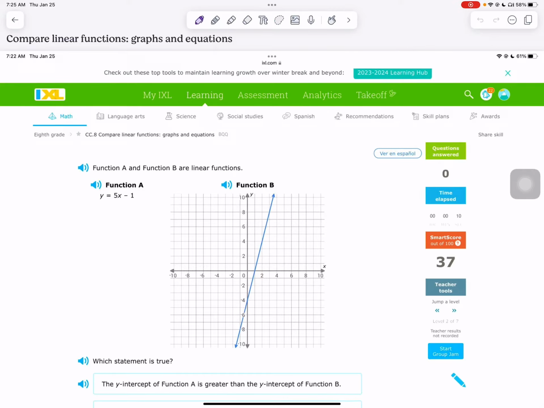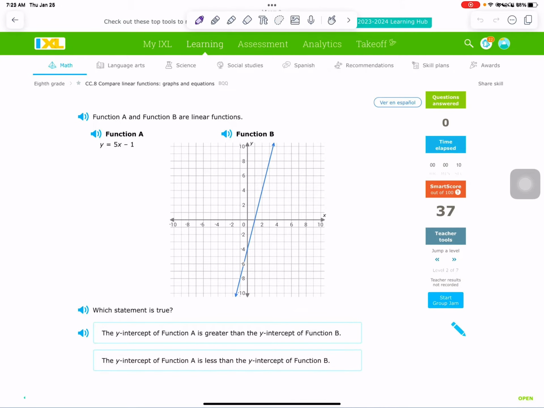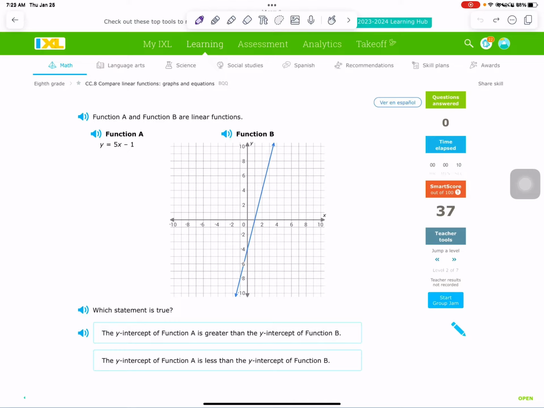Okay, today we're going to be talking about comparing linear functions, in this case applying to graphs and equations. When you're comparing linear functions, really what you're comparing is the slope and the y-intercept of those functions. For our first function, function A, we want to figure out what the slope and the y-intercept are. Now, when we look down here, we know all it's asking about is the y-intercept. Well, let's start out by just figuring out what the slope and the y-intercept of both are.